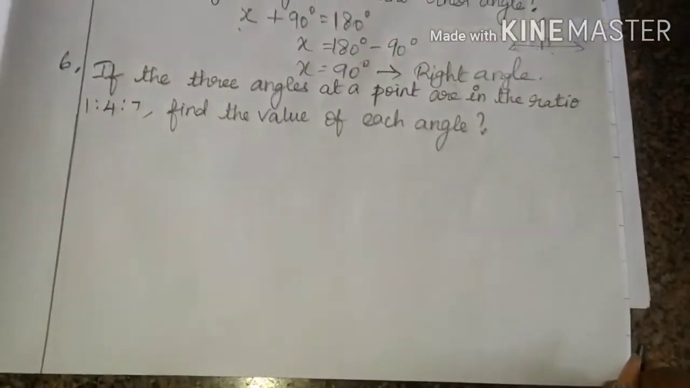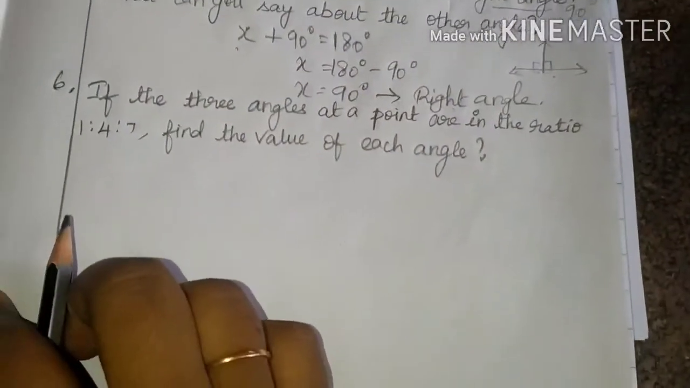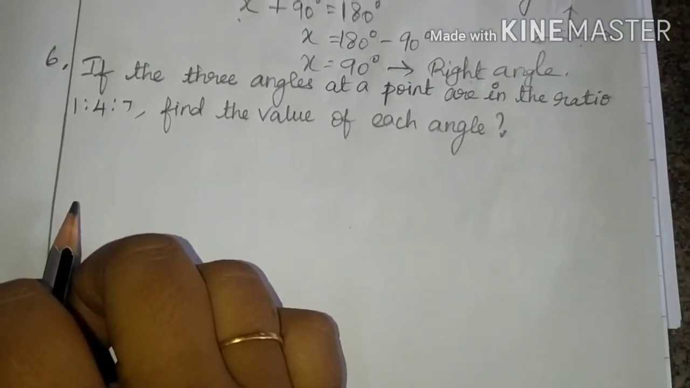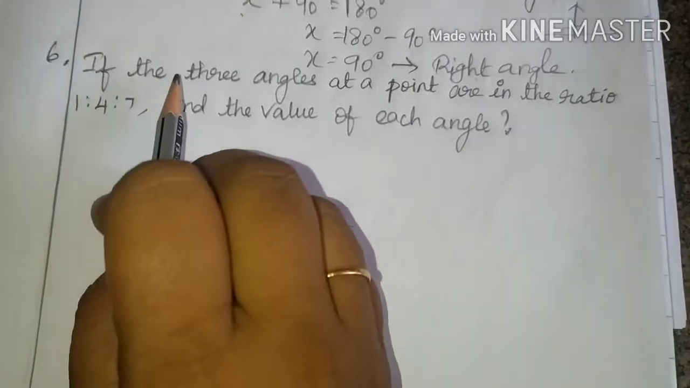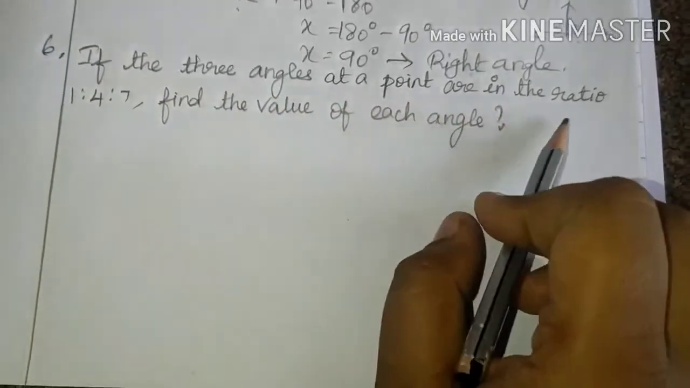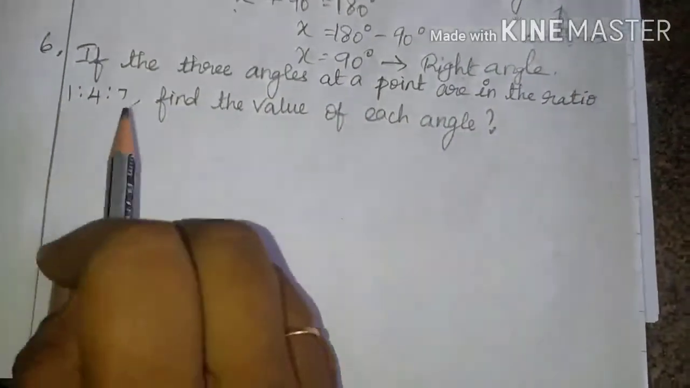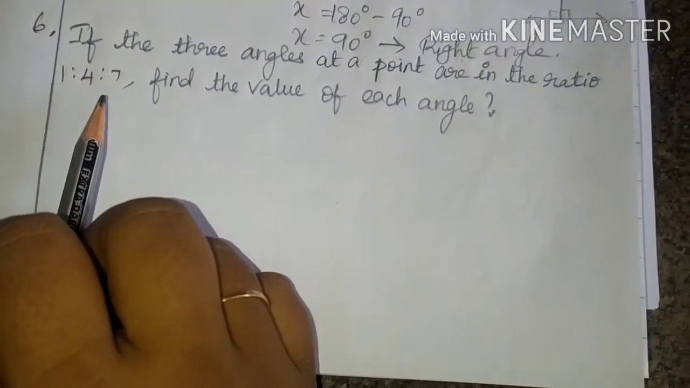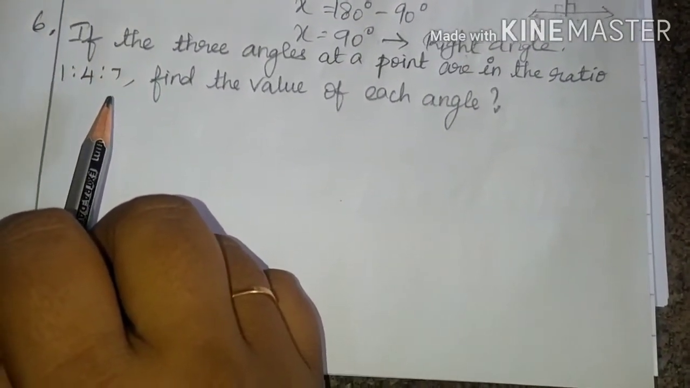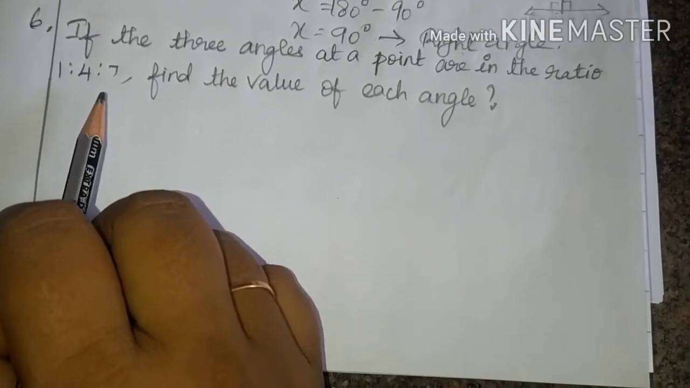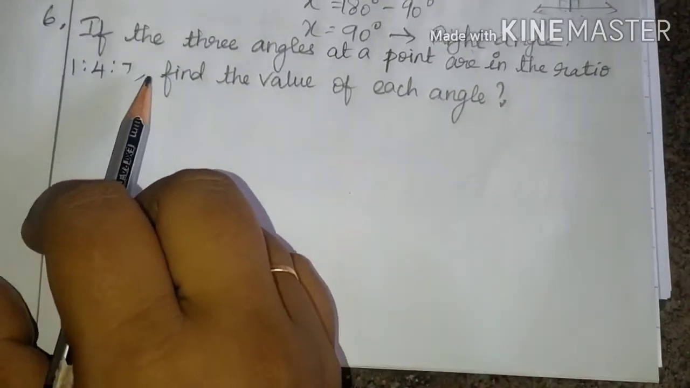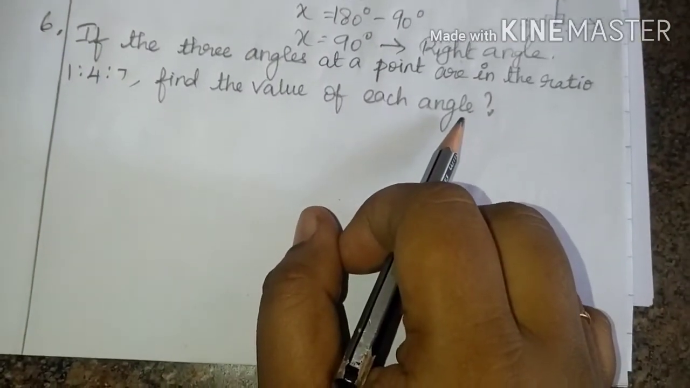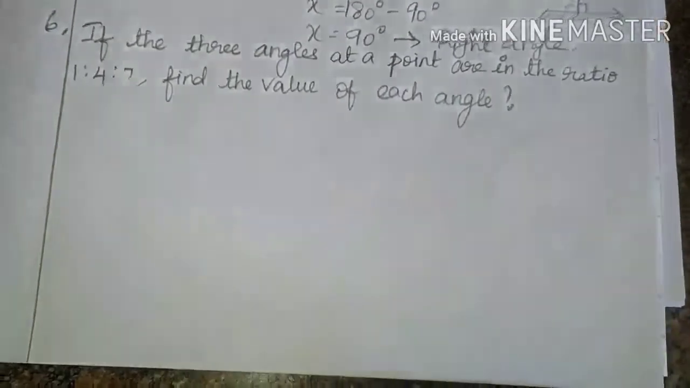Okay children, now this is the sum which we did in the example. Like that the same we have to do this. If the three angles at a point are in the ratio. They had given the 2 ratio in the example sum. Now they had given the 3 ratio in this exercise sum. Find the value of each angle. Okay va, shall we do this?